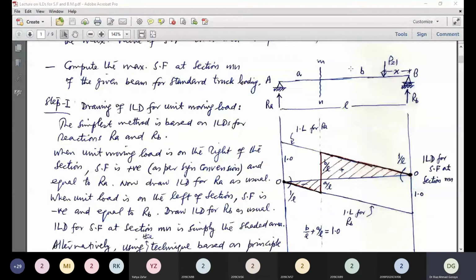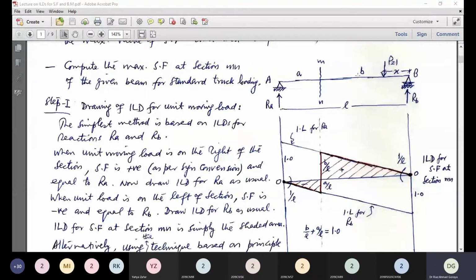So the first step is drawing the ILD for unit moving load. This unit moving load, as shown, is for a specified time at a distance x from the support B. The simplest method is based on the influence line diagrams for the reactions RA and RB.